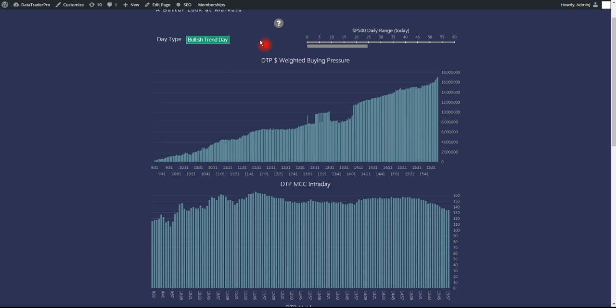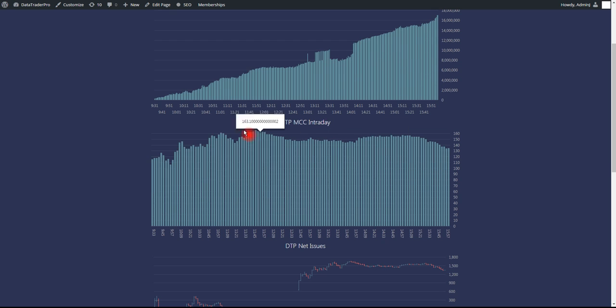Basically we started off the day with a bullish trend day call on the day type indicator. That played out perfectly. If you see in our dollar weighted buying pressure chart, we trended up. There were a couple of really minor pullbacks today, but essentially this is what it looks like on a trend day, with roughly a 25-point SPX daily intraday range today.